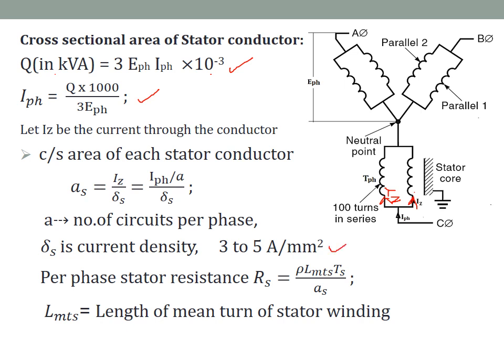Once you find delta S and the cross-sectional area, you can find the per phase stator resistance RS. Stator resistance per phase is equal to rho LMTS TS by AS. This rho is the resistivity. LMTS is the length of mean turn of stator winding. TS is the turns per phase. And AS is the cross-sectional area. Once we find RS, we can find the copper loss of the stator also: 3 into I square RS.